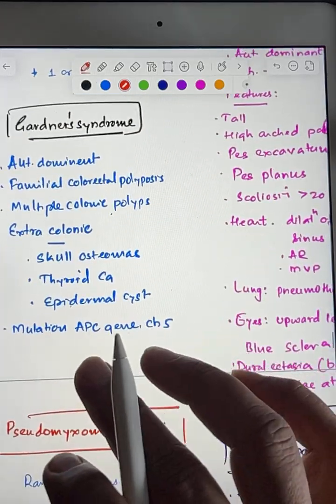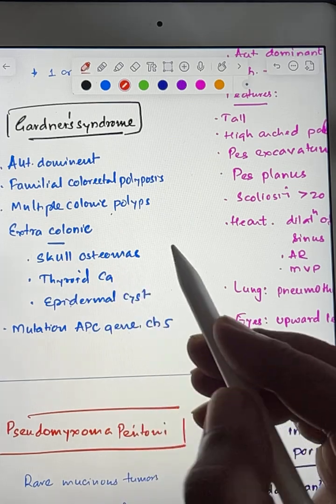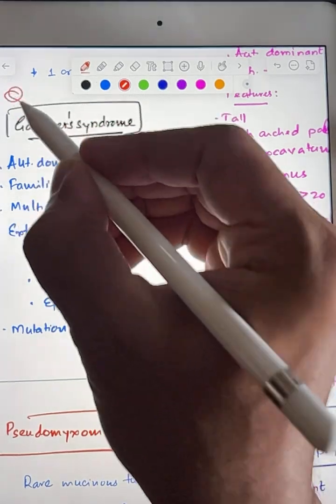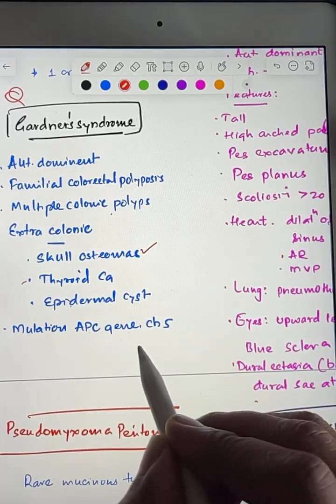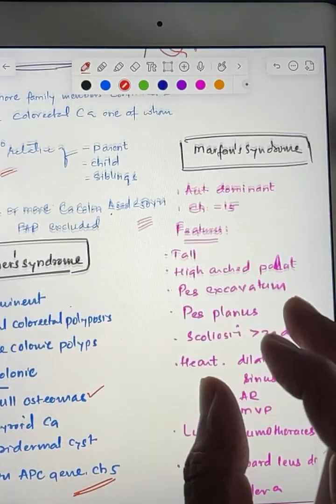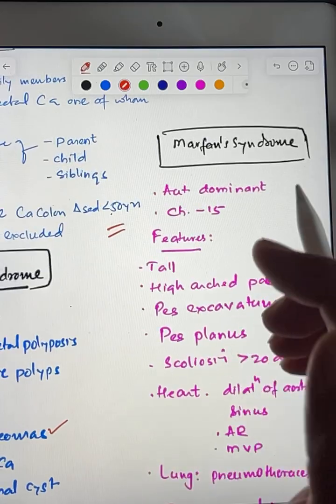Gardner syndrome is autosomal dominant, with family members affected, extracolonic features, and skull osteomas. Again, the question is asked on this. Osteoma, thyroid, epidermoid cysts, the mutation gene is on chromosome number 5. Marfan syndrome, the question is asked again on this.